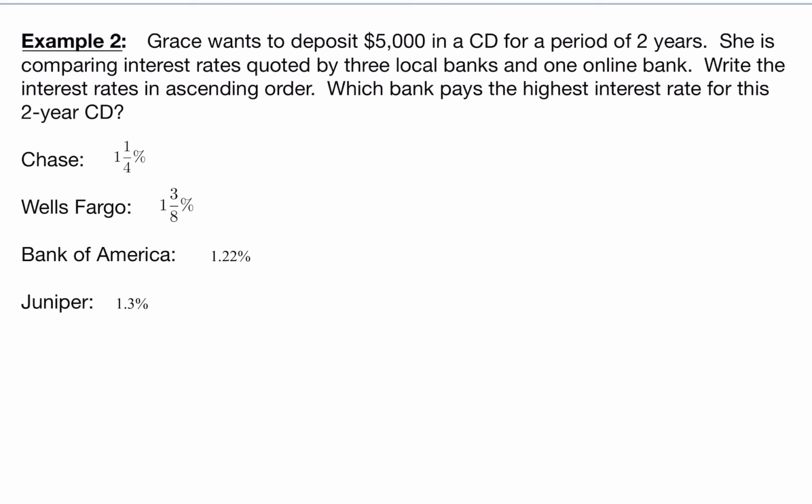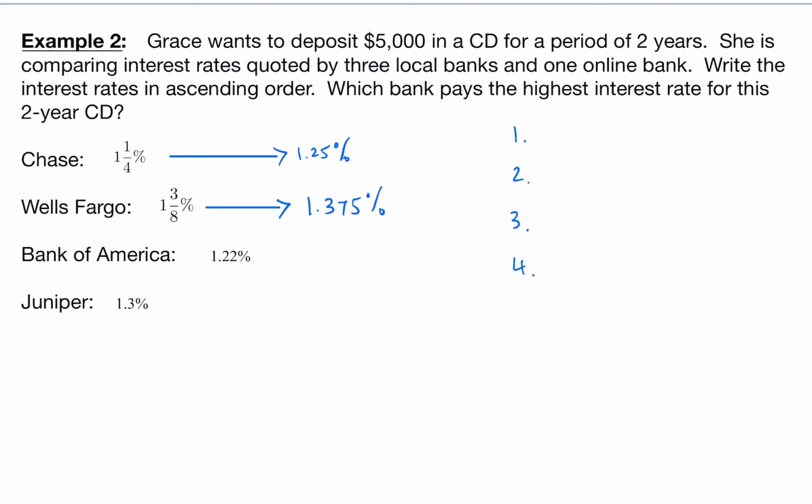Okay, so we see that Chase pays 1 1/4%, and that really works out to 1.25% in terms of decimals. Wells Fargo also pays 1 3/8%, and converting that into a decimal works out to 1.375%. And then Bank of America and Juniper have their interest rate already stated in percentage terms, so we don't need to convert those. So let's go ahead and rank order this from smallest to largest, okay, in terms of percent.